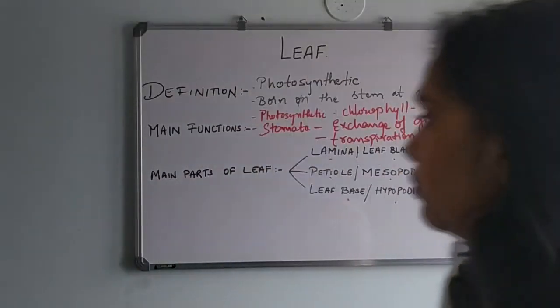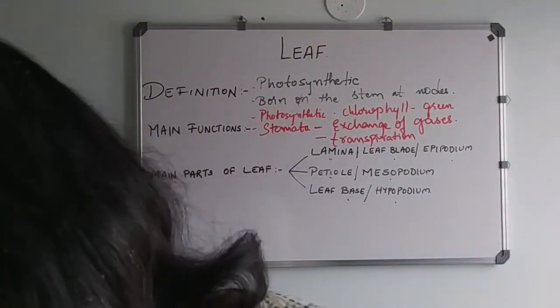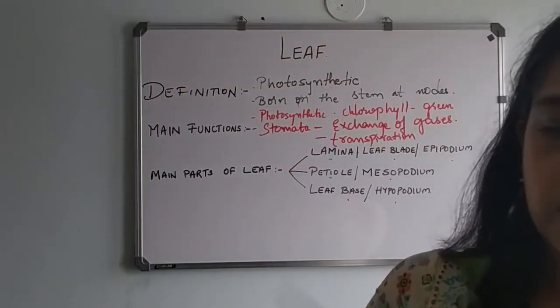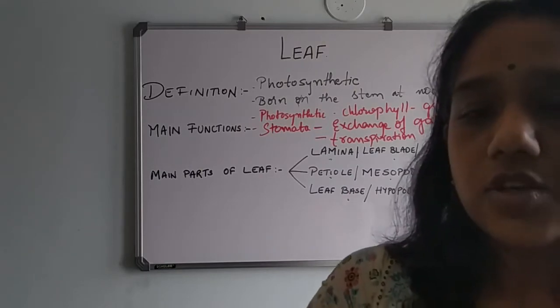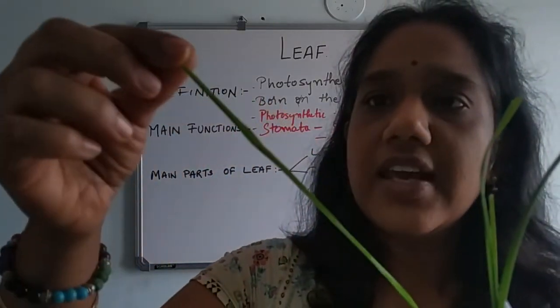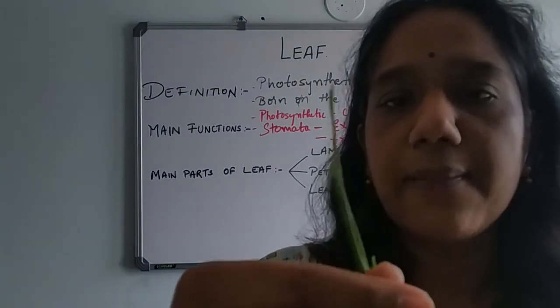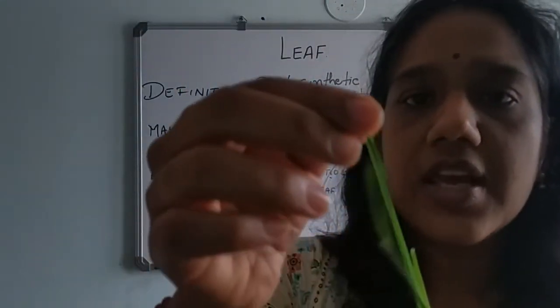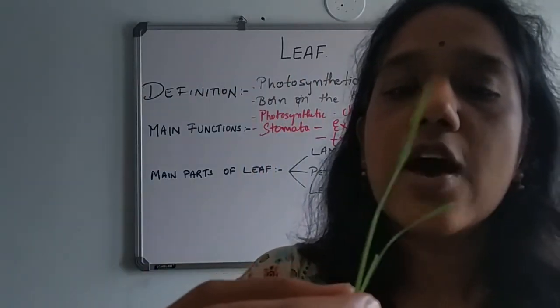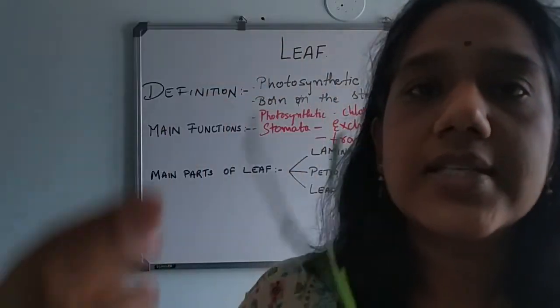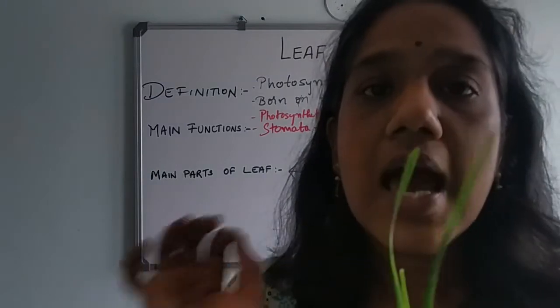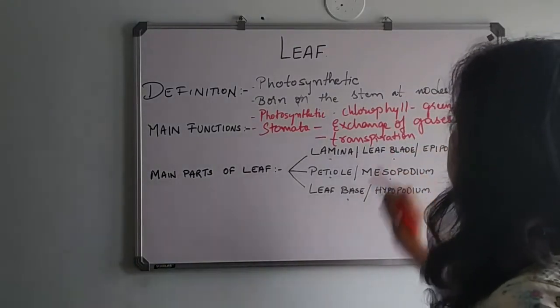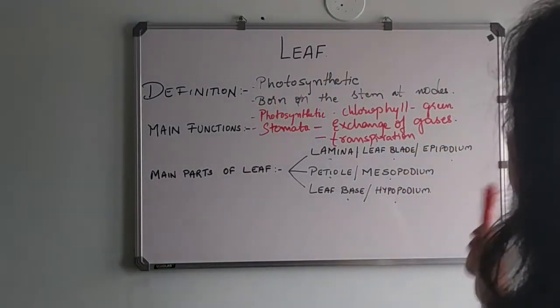Next we are going to move on. I will also show you an isobilateral leaf because I have got a grass here. If you can see, they don't have any underside. They are going to look the same on both sides, on the dorsal as well as on the ventral. Since they look the same on both sides, we call it the isobilateral leaf. So that is about the leaf blade and the epipodium.